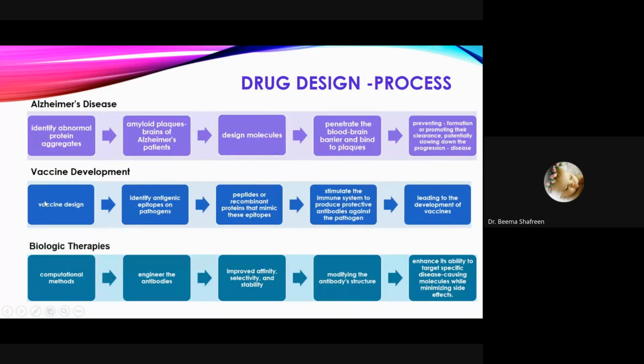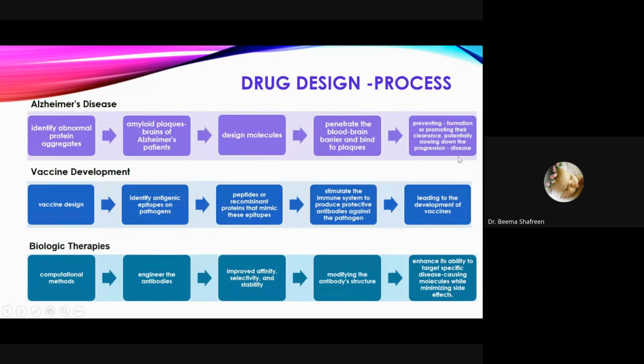In Alzheimer's disease, we can identify the abnormal protein aggregates which form amyloid plaques in the brains of Alzheimer's patients, and molecules need to be designed against these amyloid plaques, and we have to check whether they can cross the blood-brain barrier and then bind to the plaques. If they are binding, they can prevent formation of the plaques or promote their clearance and potentially slow down the progression of the disease.